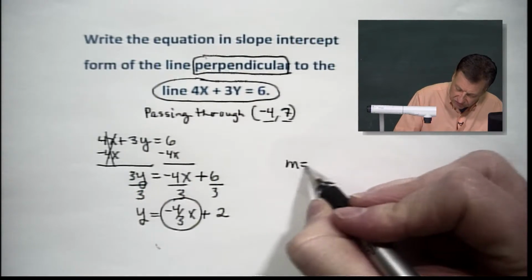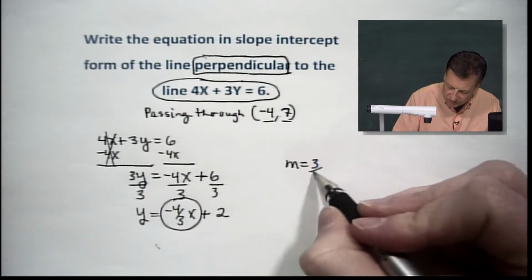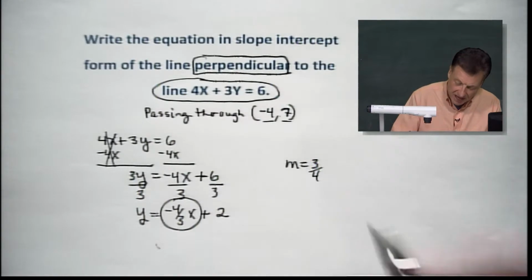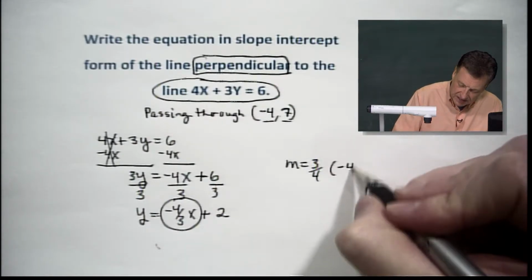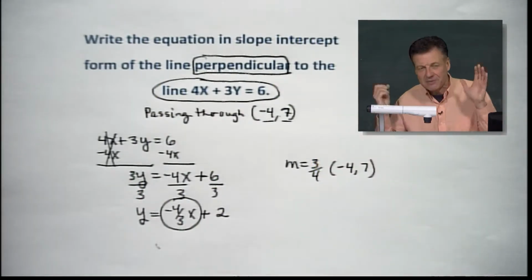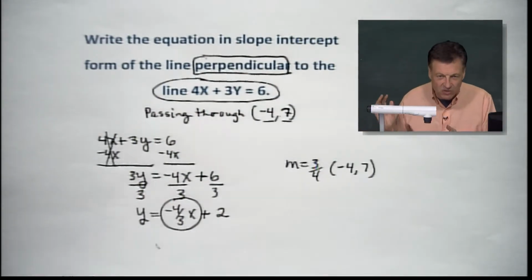We're going to use the slope of 3/4. All right, and that looks good. And then we're going to also bring our little -4/7 into the game. Now we're working. Now we're going somewhere.